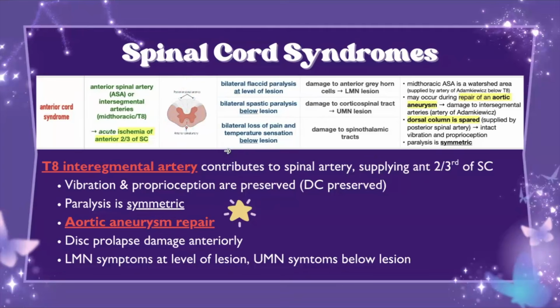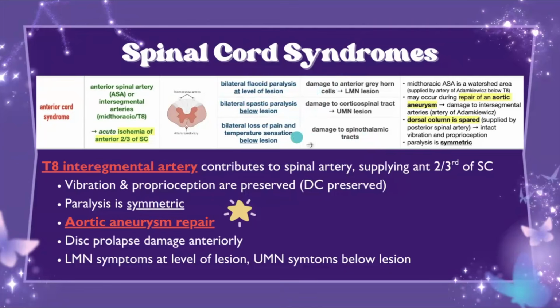Now, in terms of the symptoms, let's go over them one by one. So, let's start with the spinothalamic tract. You would have bilateral loss of pain and temperature below the lesion, right? That is due to the damage to the spinothalamic tract. Now, in terms of the corticospinal tract, at the level of the lesion, you would have bilateral flaccid paralysis, whereas below, you would have spastic paralysis. So this is characteristic of an upper motor neuron lesion, and this is a lower motor neuron lesion.